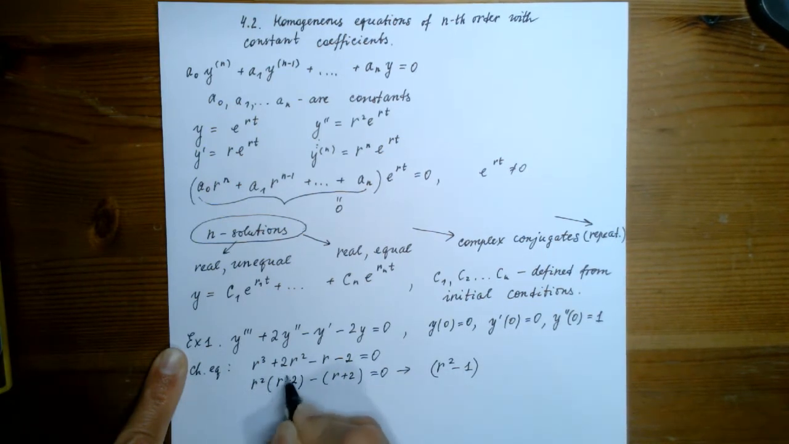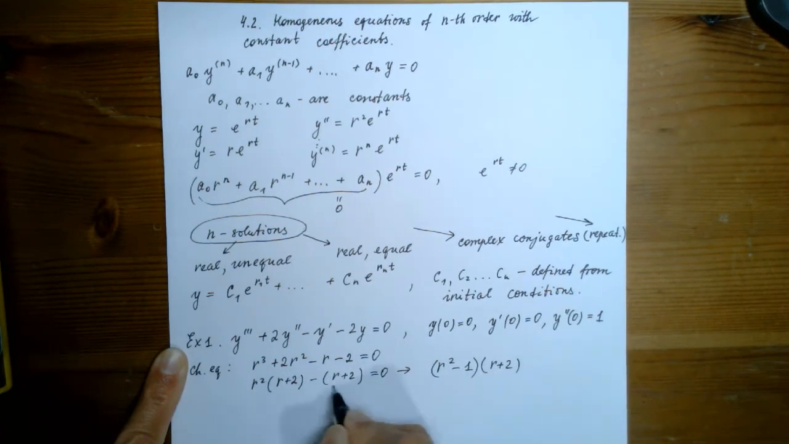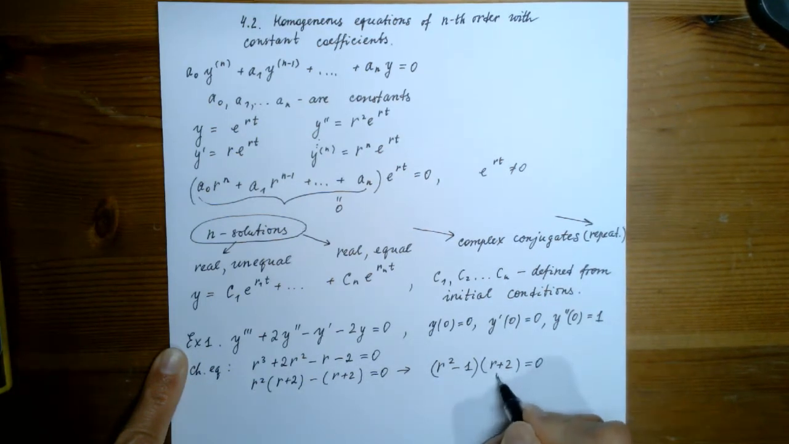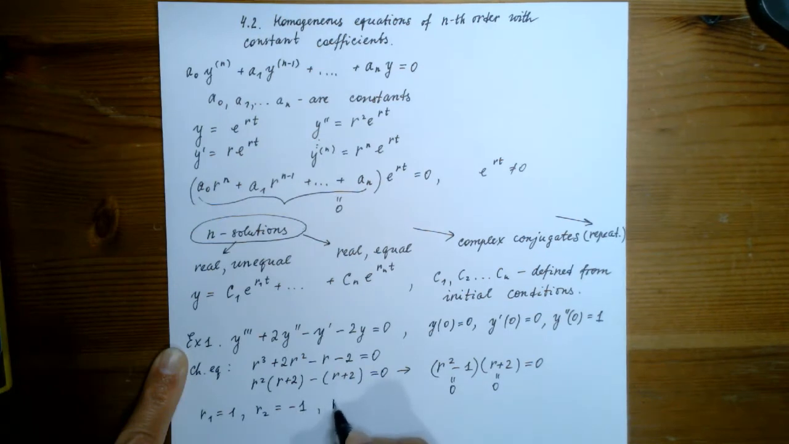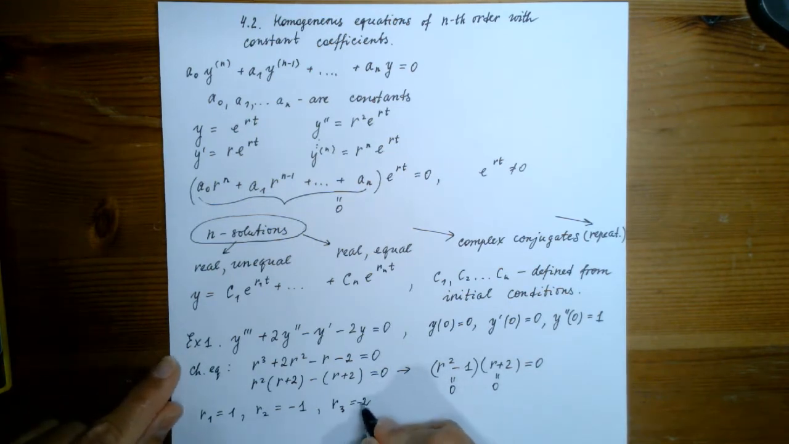I'm factoring out r plus 2 from both terms, and have r squared from the first term and minus 1 from the second, equals 0. So how many solutions do we have? We have 3 solutions. Solution number 1 is going to be 1. Solution number 2 is going to be minus 1. And solution number 3 is going to be 2. Oh, not 2, minus 2, sorry.